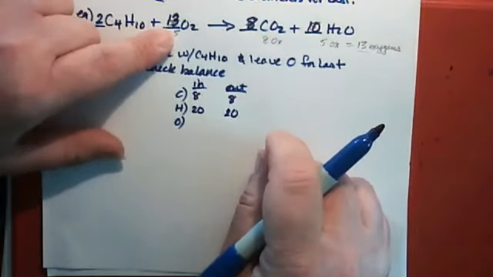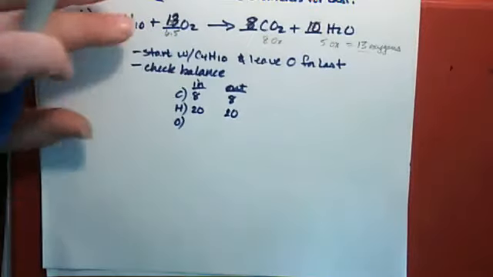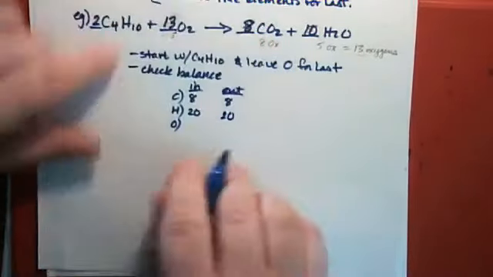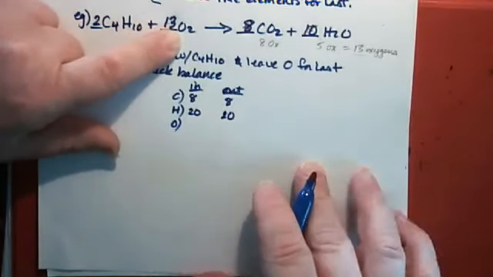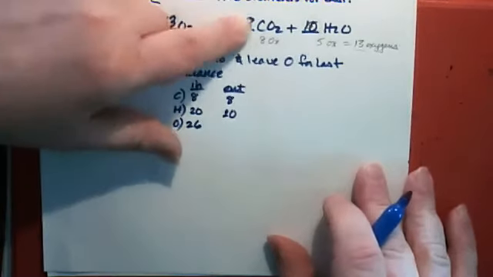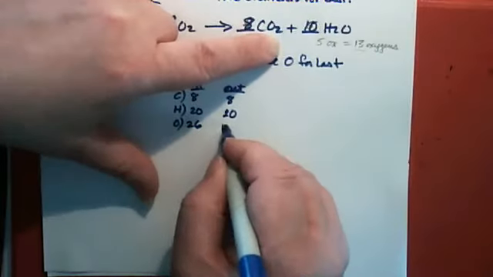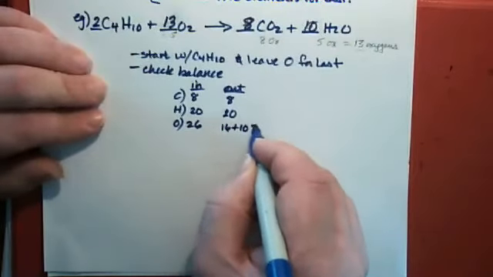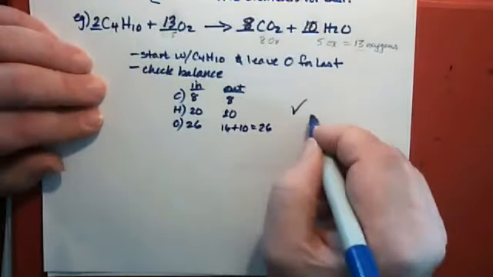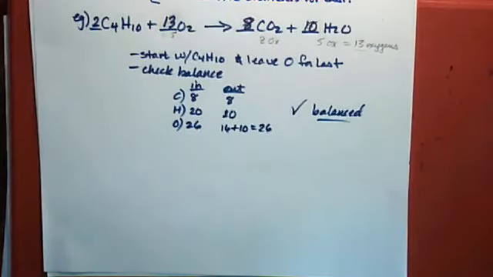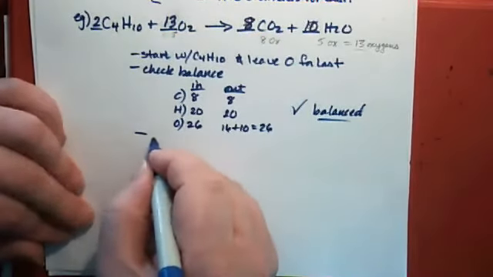For the oxygens, we've got 13 O2 molecules. Uh-oh, wrong pencil. 13 O2 molecules, so for oxygen atoms, that's 13 times 2, or 26 going in. Coming out, we've got 8 times 2, which is 16, plus 10 times 1, which is 26. So that equation is balanced. One last thing to do.